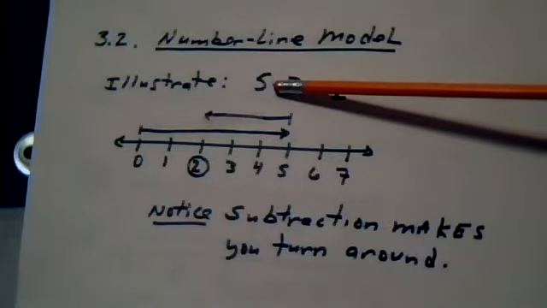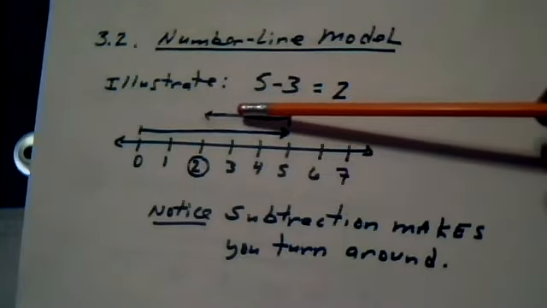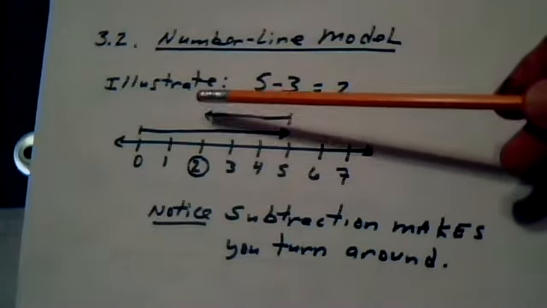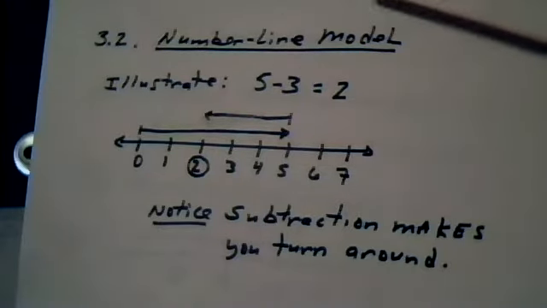The subtraction tells us to turn around. So now we're going to go in the opposite direction, 3. So that would put us at 2. So 5 minus 3 is 2 using the number line model.